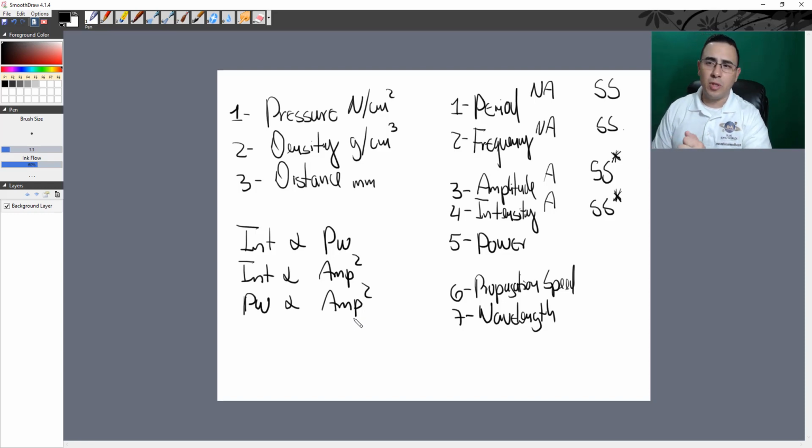Let me repeat this one more time so you don't get confused. If the sound beam is unfocused, then that number is going to be 100 milliwatts per centimeter squared SPTA. If that sound beam is focused, then that number is going to be 1,000 milliwatts per centimeter squared SPTA. Now I think it's clear to understand this.